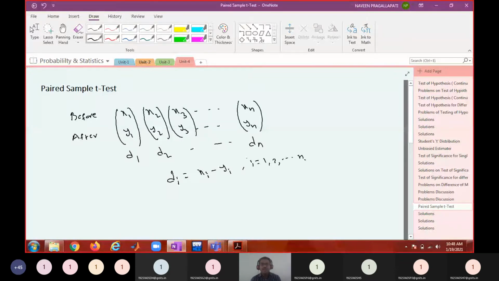If there is no difference, if the process is not effective, then what will be the expected mean? The first difference may be positive, the second difference may be negative, the third, fourth difference may be positive, the last difference may be negative. If you think the particular process has no effect on the data before and after, then what is your expected mean of the differences?